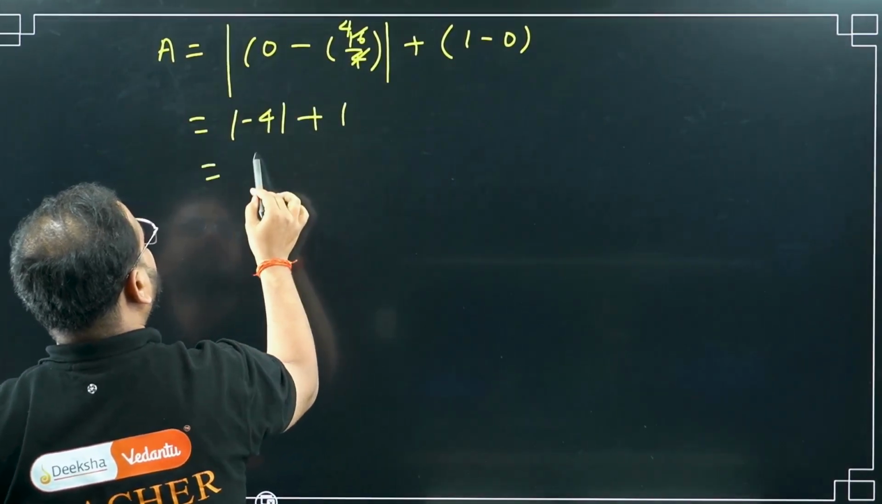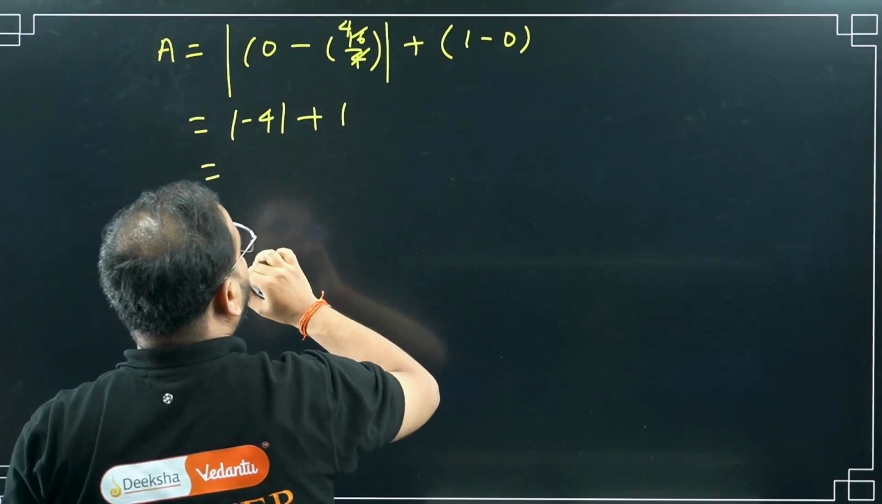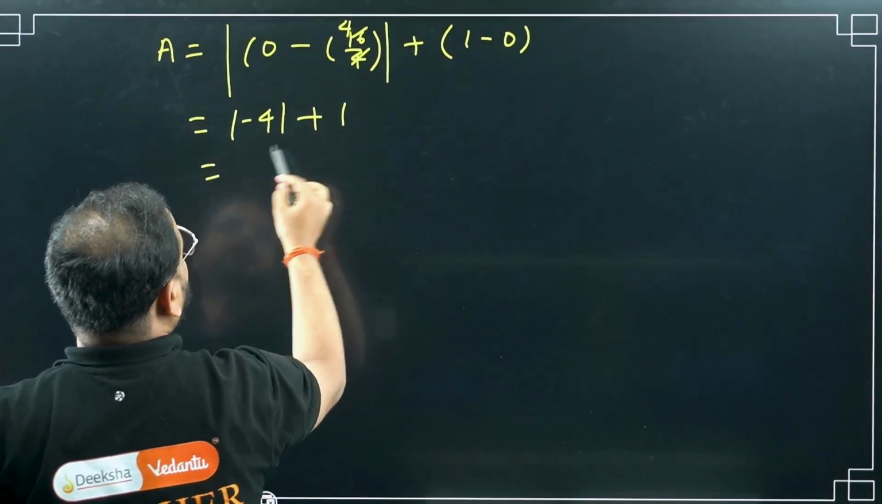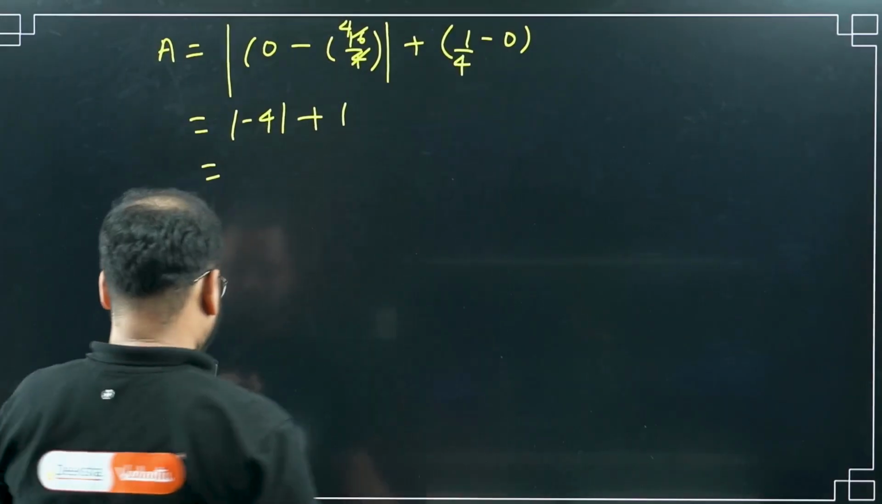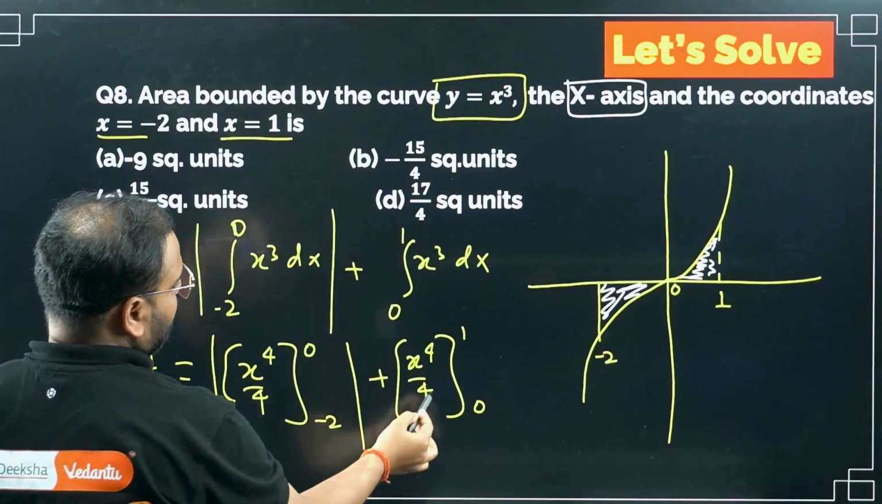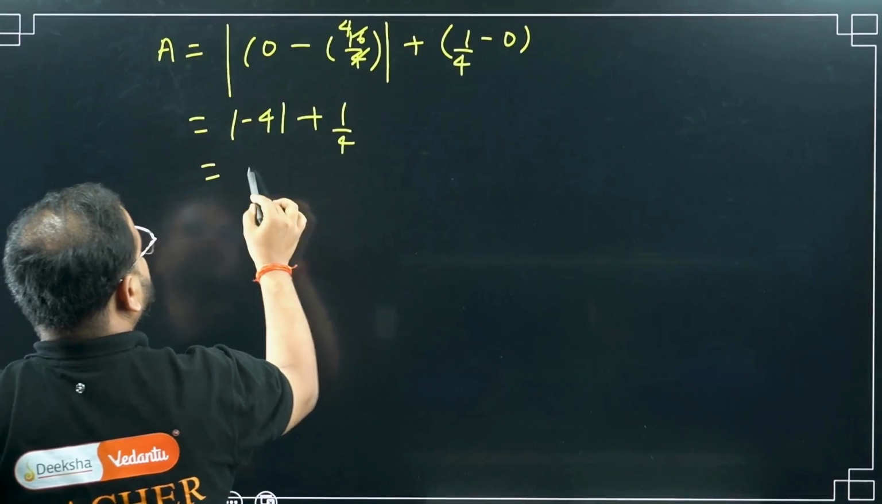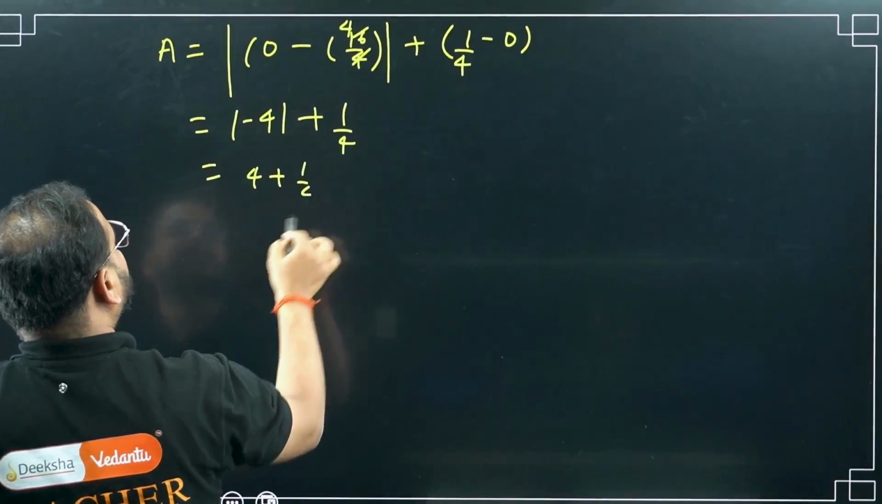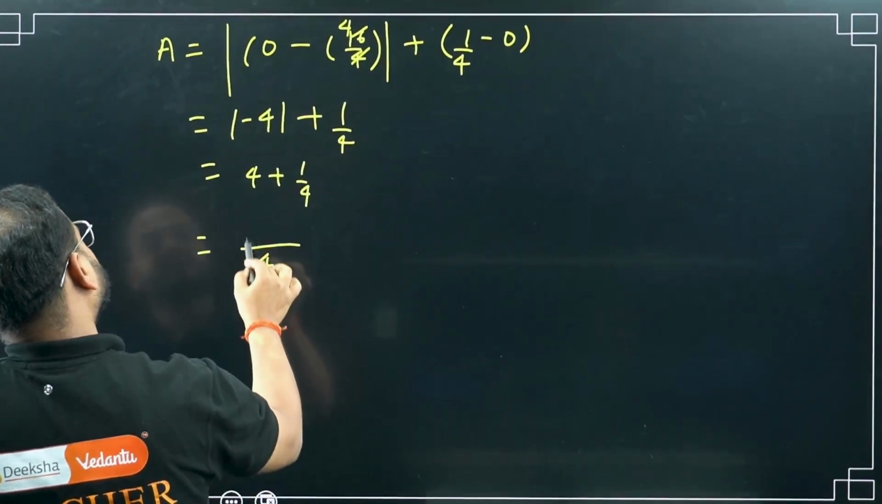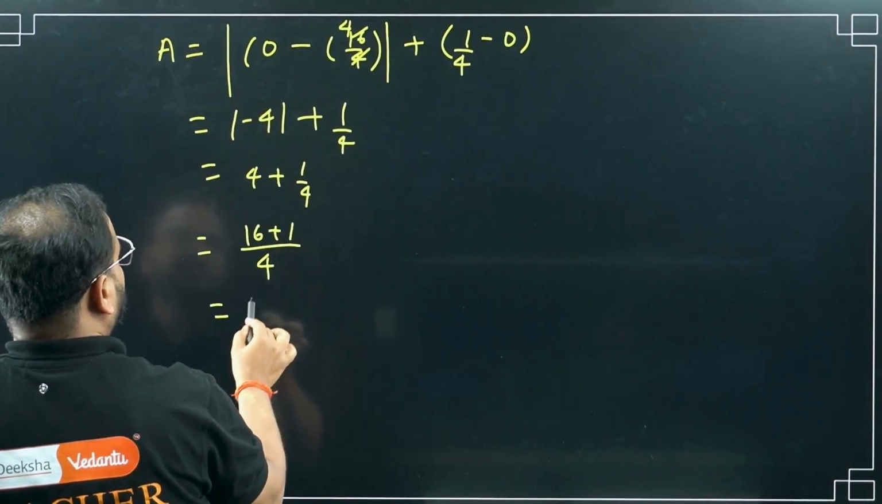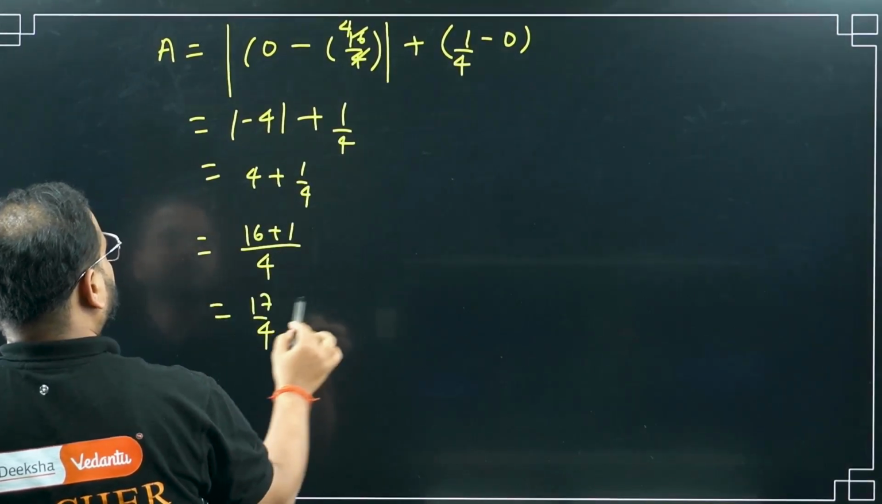How much is the answer? Sorry, 1 by 4, not 1. 1 by 4. How come, sir? 4 is there, that's why. Okay, 1 by 4. What is the answer? 4 plus 1 by 4. Take the LCM 4, so this is 16 plus 1. What's the answer? So 17 by 4.